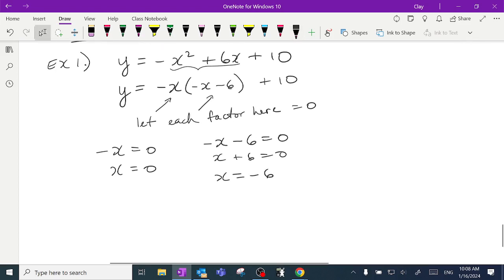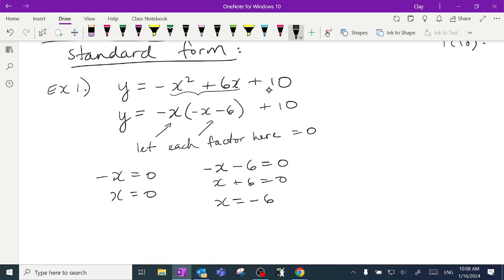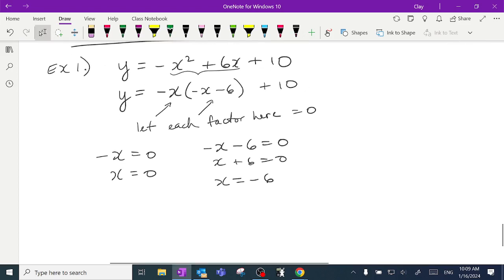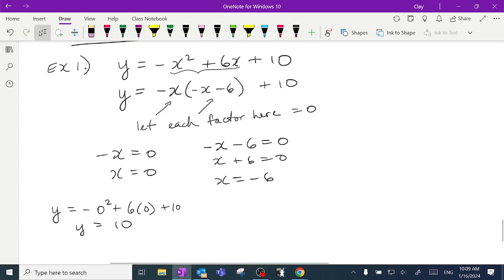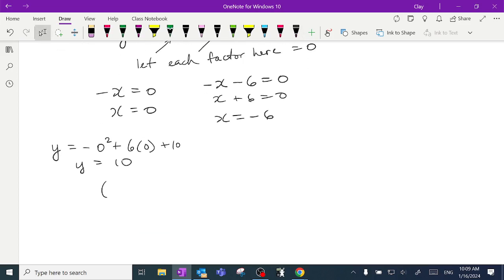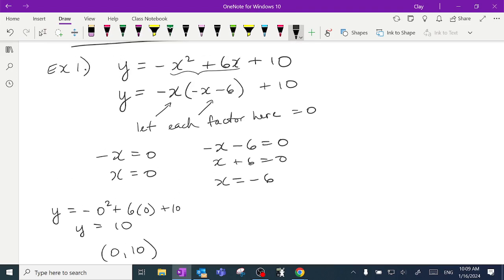And then once I have those two x values, I'm going to plug them back into the original equation and find the y values. So if x is 0, y would be negative 0 squared plus 6 times 0 plus 10. Well, that's actually really easy. y would be 10. So if in this equation here, x is 0 when y is 10, I can say it has the point 0, 10. And for this point here, when x is negative 6, this one takes a little more thinking.